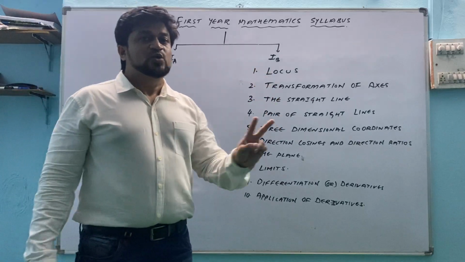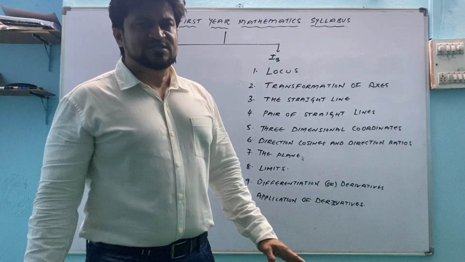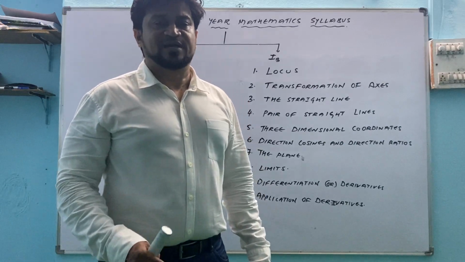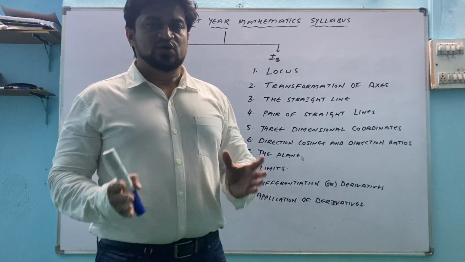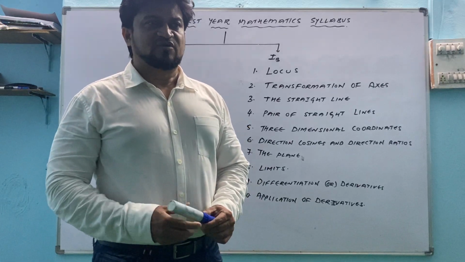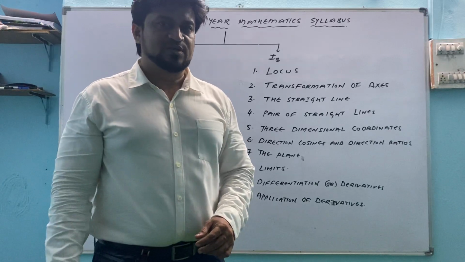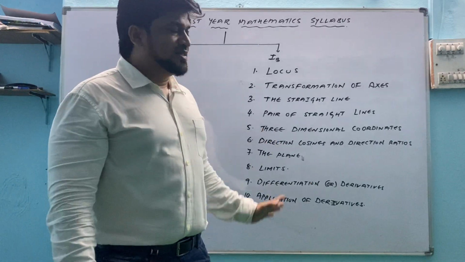Then, 1A and 1B are two different papers, two subjects you have. It is a very easy syllabus, and the Board of Intermediate has reduced some syllabus because you have very few working days. There are a total of 180 working days. Out of 180, maybe it is 130. I will message you in the WhatsApp group regarding this.